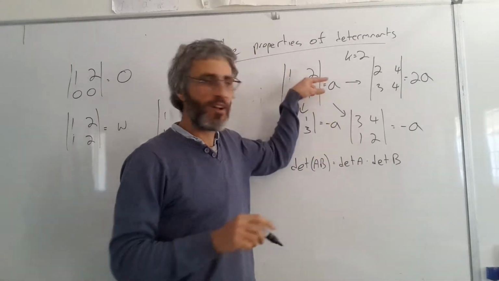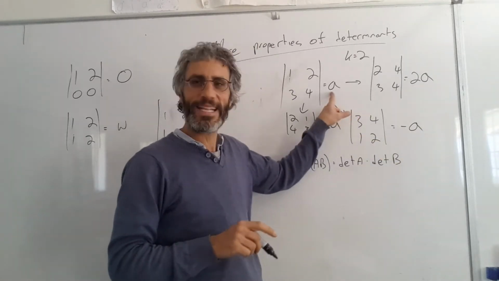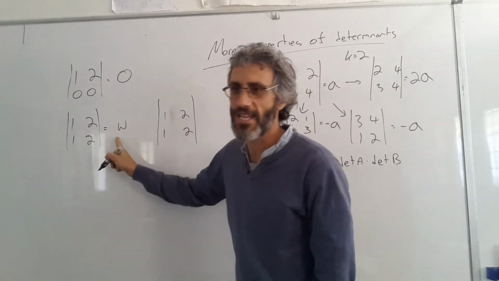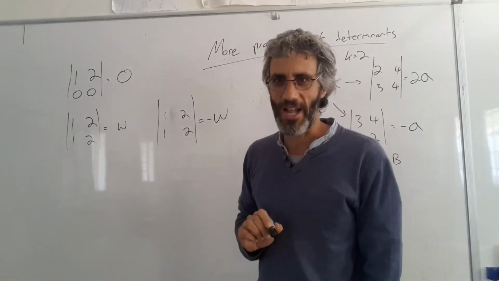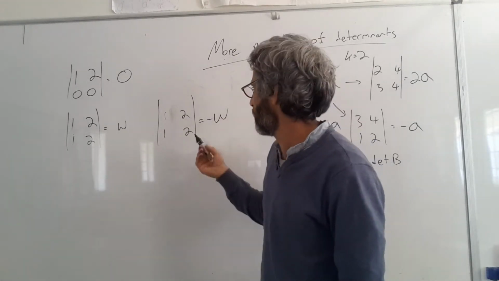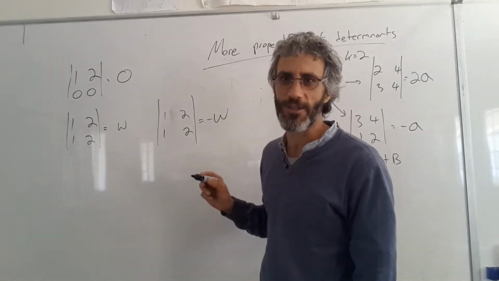This rule tells me if I swap rows, then the determinant is going to be negative that. So if the determinant here was W, the determinant here is minus W. But that is obviously very ridiculous because I've written the same thing on the left side, but I have minus W and W on the other side.